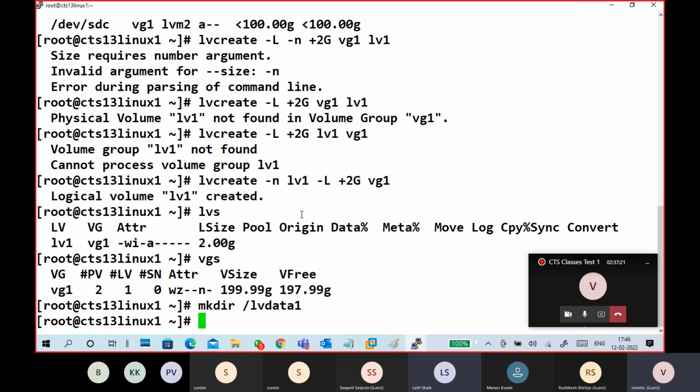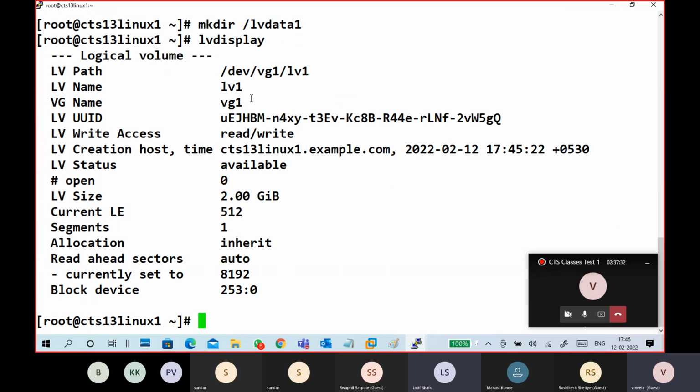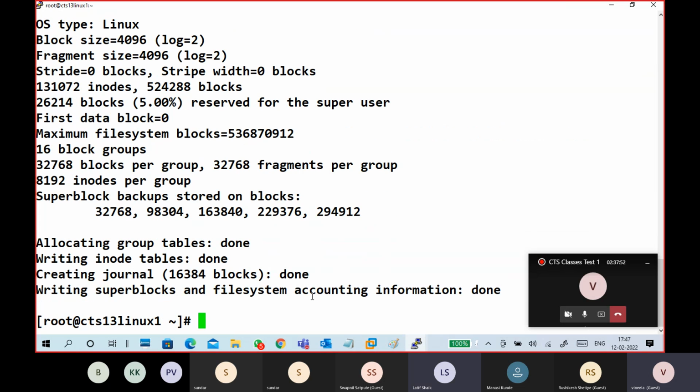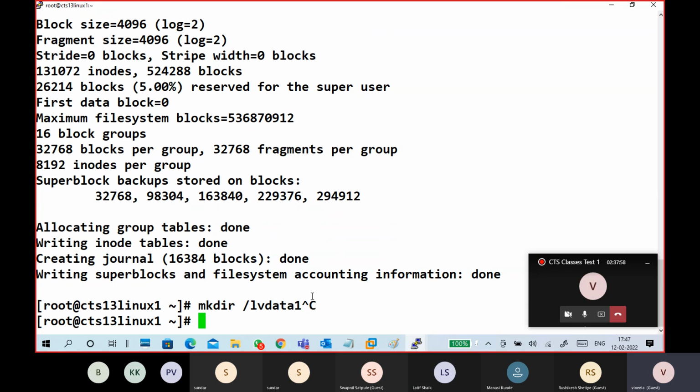But to mount it, you have to format it. So just once, I will go to lvdisplay because we should know the name of the volume. This is the name of the volume. mkfs.ext4 and put this volume name. Okay, yes, format is completed. Then mounting is left.